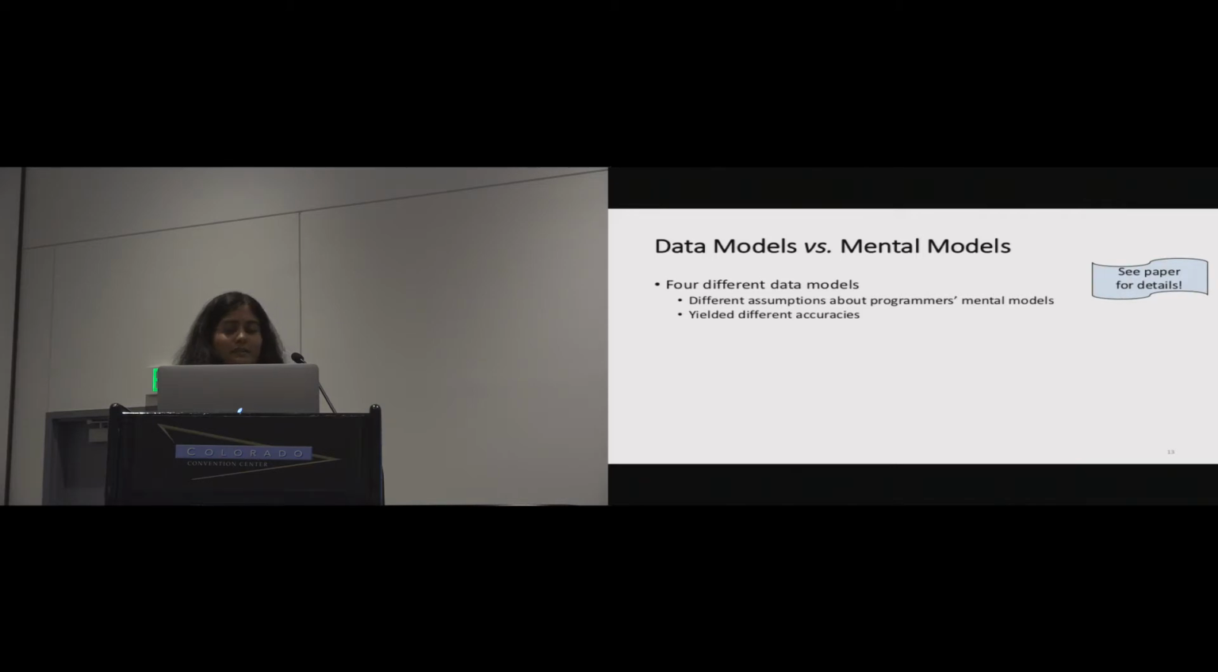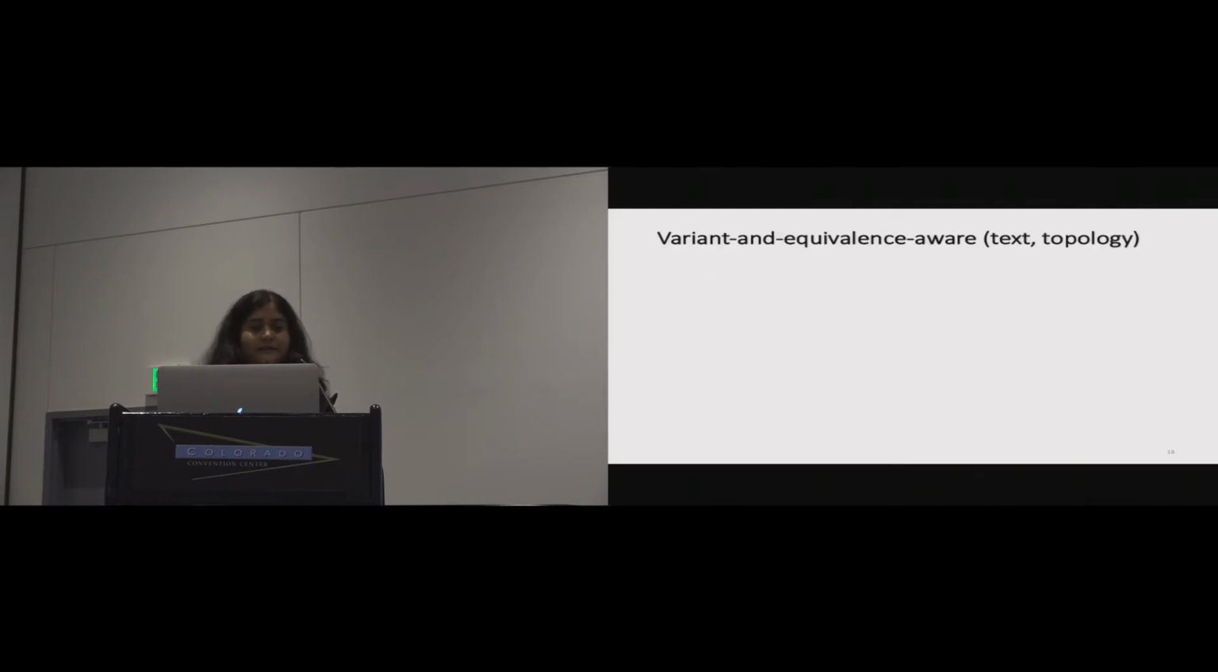I'm not going to talk about them in detail, but all these 4 different data models yielded different accuracies, which means one of them is a much better representation of programmers' mental models than the other ones. So the best model was called this. We'll talk about it in just a moment, and it gave an average 65% accuracy with PFISV. But for individual participants, the accuracy was up to 75%. And here is what this name means.